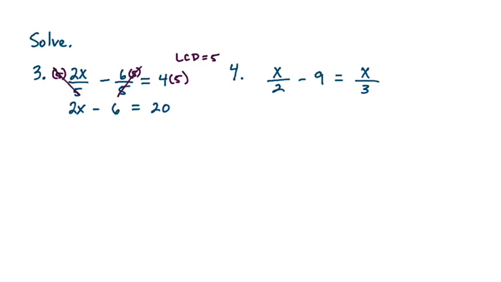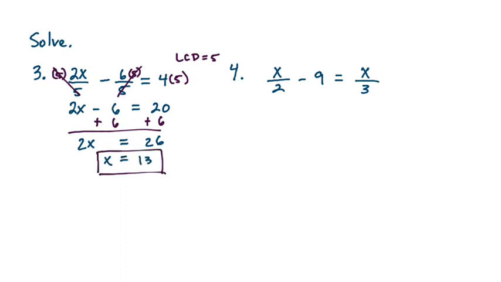So now we're left with the two-step equation. Let's add 6 to both sides. And if we divide by 2 to get x by itself, we get x equals 13. All right, on number 4, we've got denominators of 2 and 3. So our LCD is going to be 6.